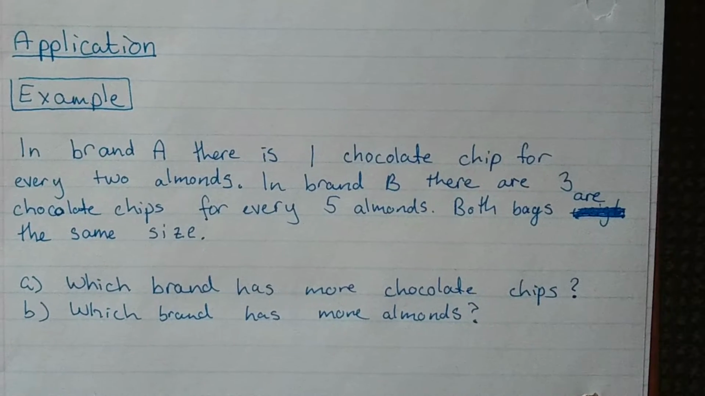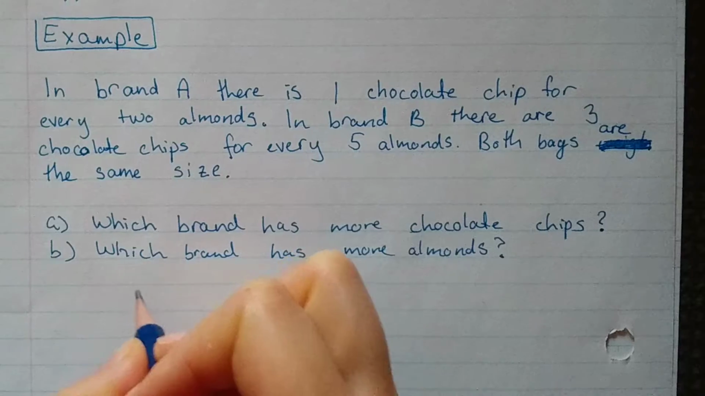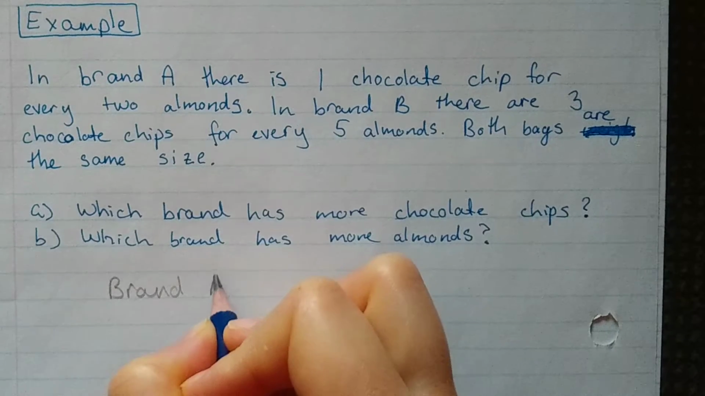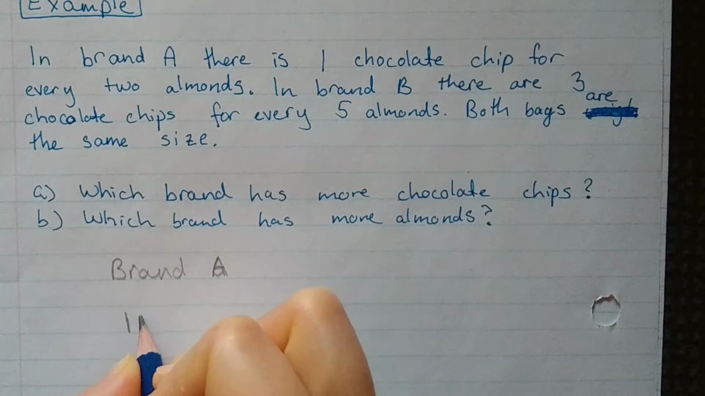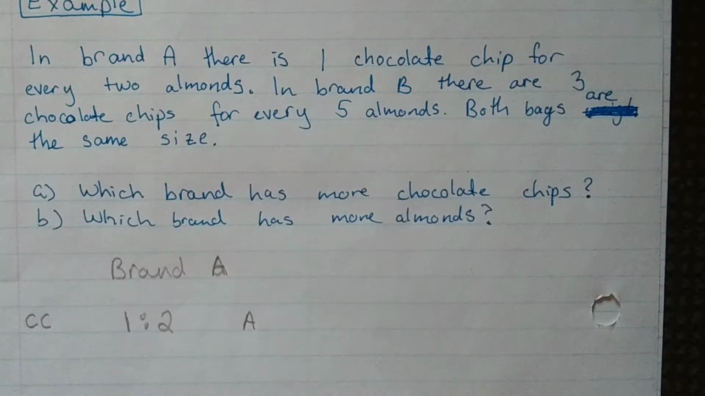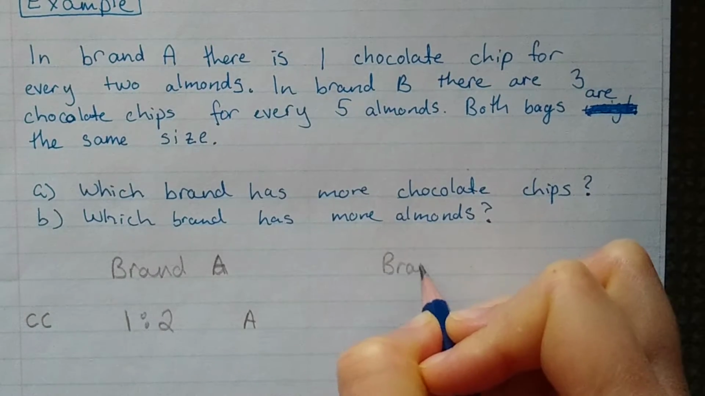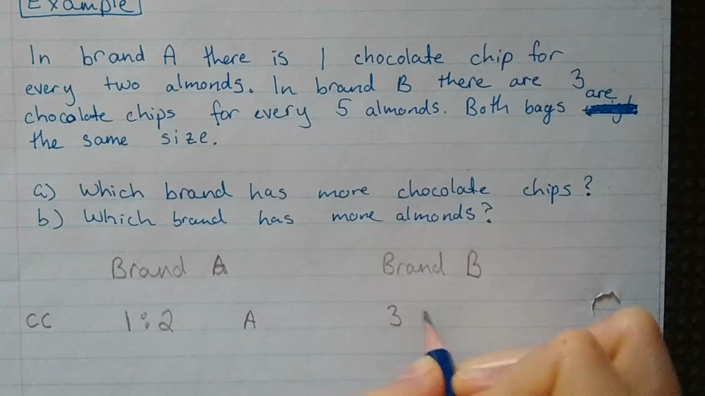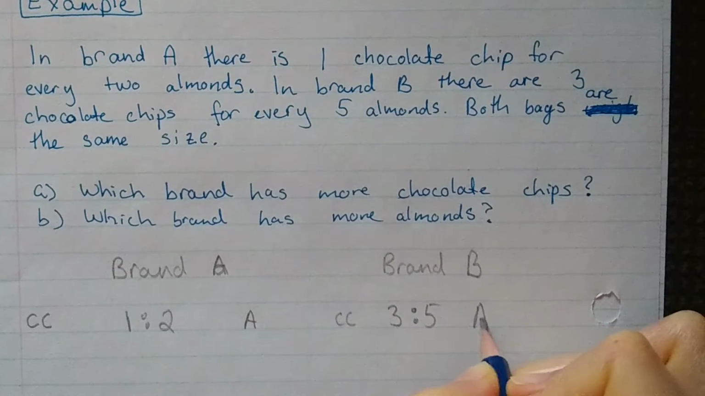So let's first create a ratio for each. So for brand A, we have 1 chocolate chip for every 2 almonds. So it's 1 to 2, where this is chocolate chips and this is almonds. And then for brand B, we have 3 to 5, where once again we have chocolate chips on the left and almonds on the right.